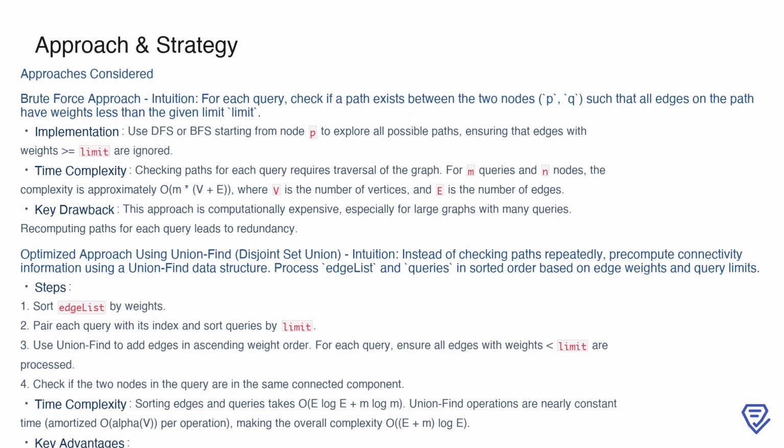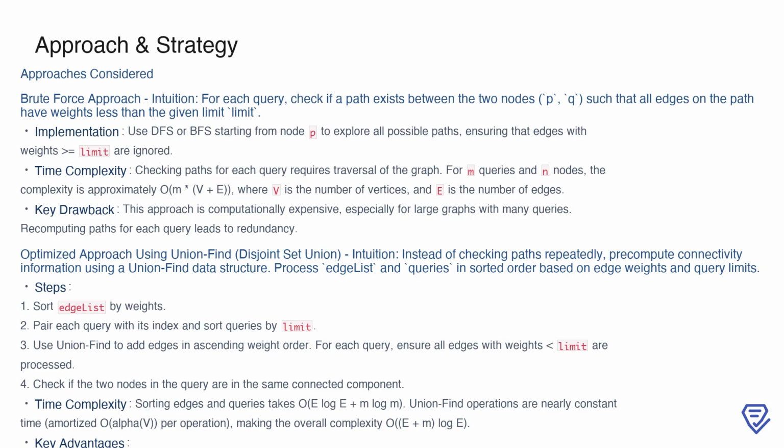However, there's a significant drawback. For each query, we would essentially traverse the graph anew, which is computationally expensive. With m queries and a graph of n nodes, the time complexity of this approach becomes m * (V + E), where V is the number of vertices and E is the number of edges. This redundancy, where we repeatedly compute paths for each query, makes the brute force approach infeasible for large graphs or a high number of queries.